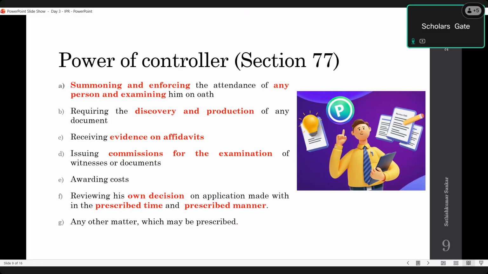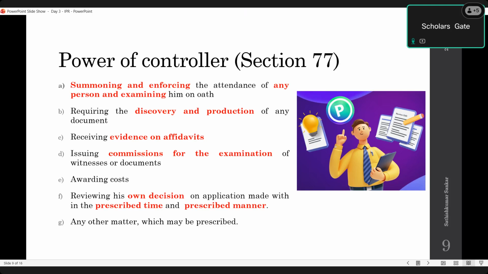So requiring the discovery and the production of any document. So he can identify that this particular invention is facing this type of infringement activities. At that time, given any individual document, he prepares what infringement happened to that particular invention. So he can identify and issue a summons to that particular inventor.